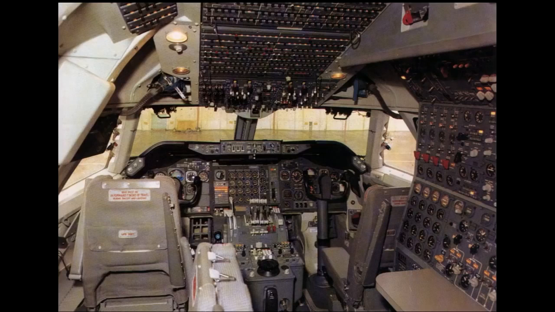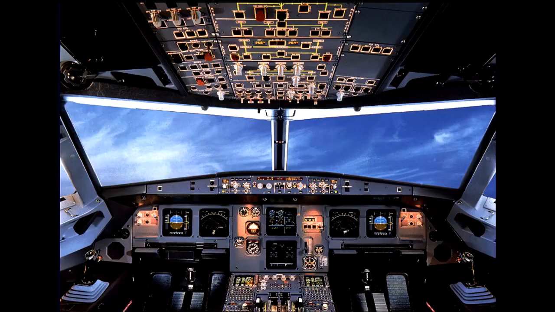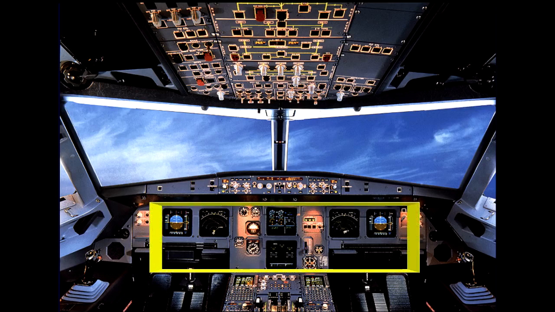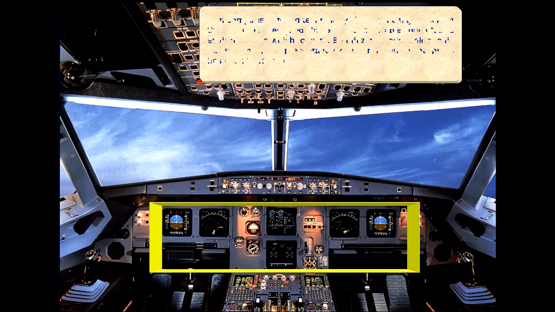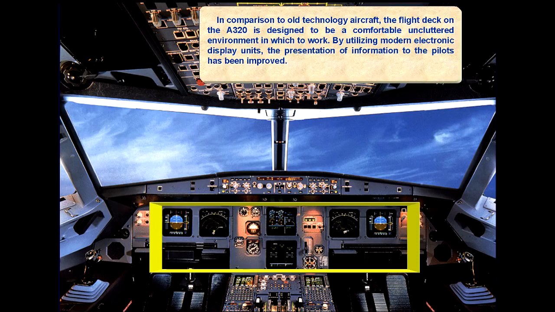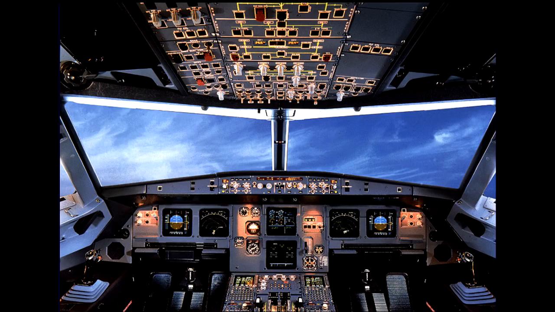In comparison to old technology aircraft, the flight deck on the A320 is designed to be a comfortable, uncluttered environment in which to work. By utilizing modern electronic display units, the presentation of information to the pilots has been improved. The Electronic Instrument System, EIS, consists of 6 identical full-color cathode ray tube display units.